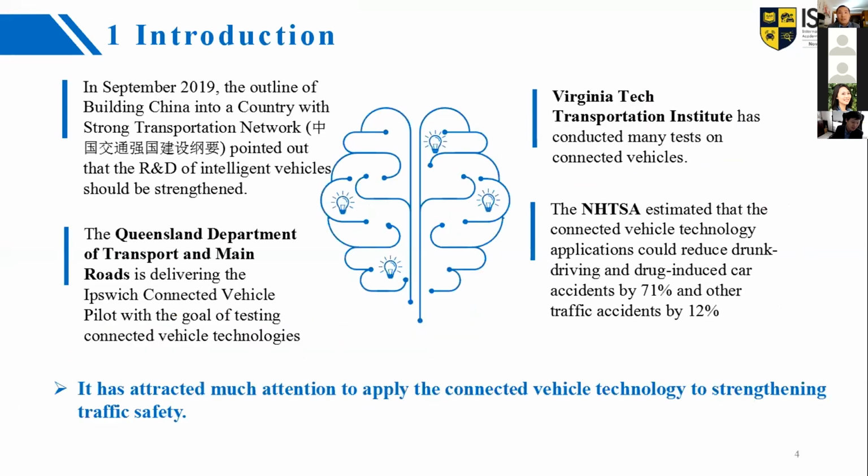As we all know, currently it has been a hotspot to solve traffic problems with CV technology, and many countries are conducting connected vehicle research now. In 2019, the outline of building China into a country with a strong transportation network pointed out that the research and development of intelligent vehicles should be strengthened. So it has attracted much attention to apply the CV technology to strengthening traffic safety.